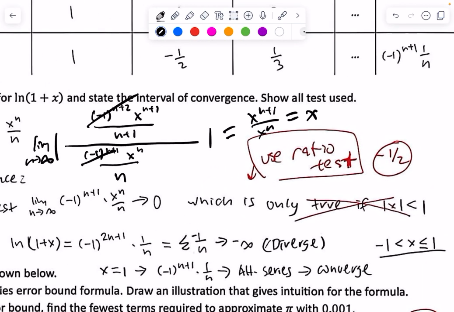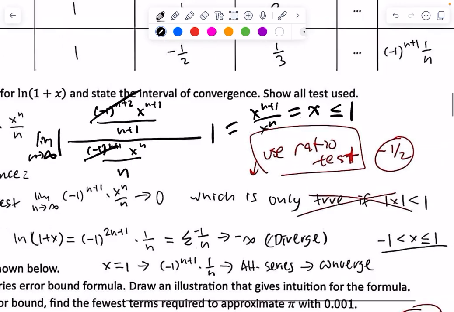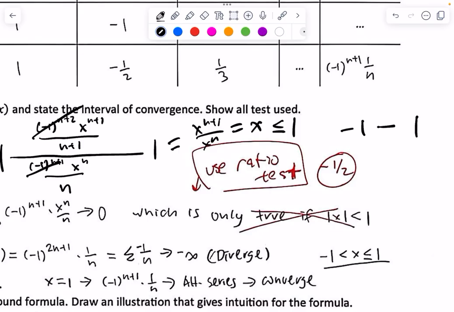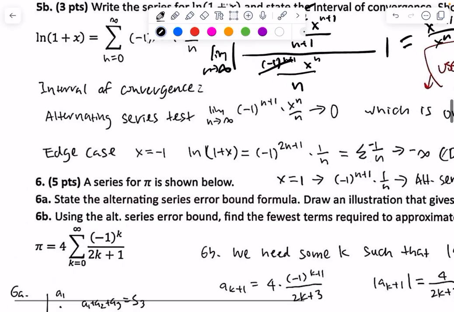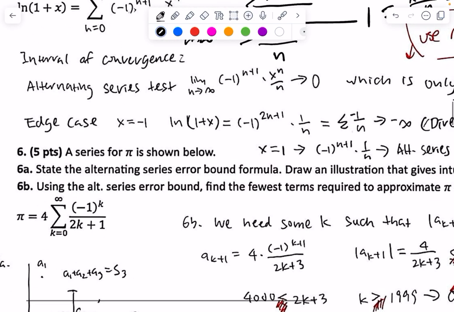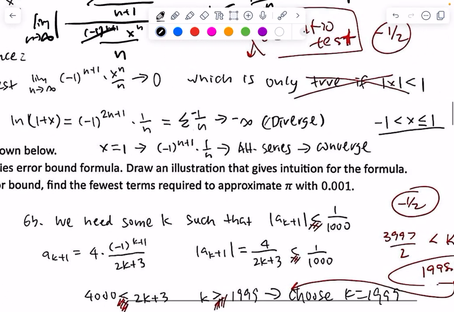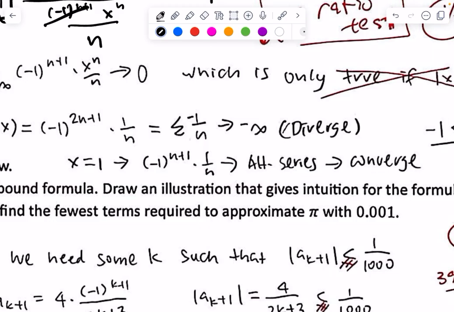And so what this shows us is that for the ratio test to work, this limit must be smaller than or equal to 1. So we know that this range is between negative 1 and 1, but we do not know the endpoints. So again, we have to test those endpoints, or those edge cases, as we call them. For x equals negative 1, it's basically negative 1 over n, so it's basically the harmonic series, but all the terms are negative.